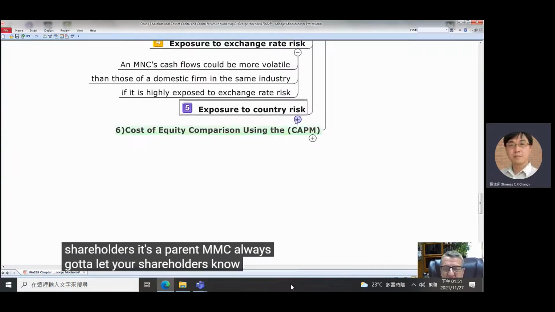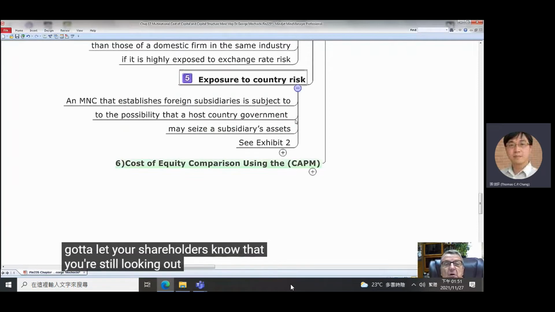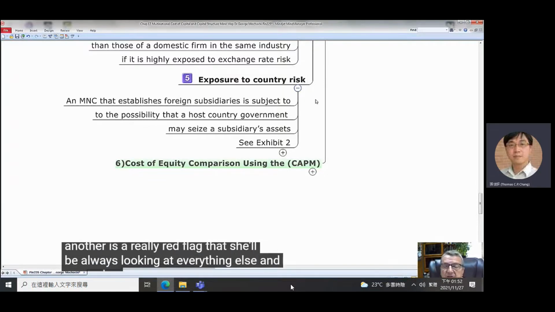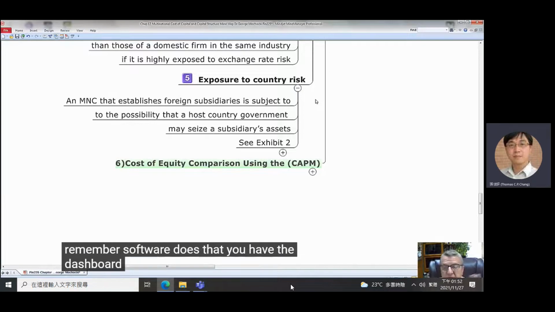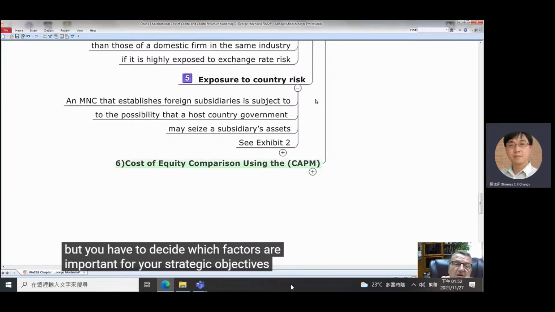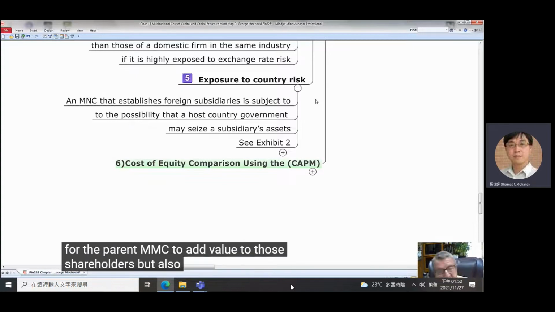Always let your shareholders know that you're still looking out for them, and that the management doesn't have any kind of agency costs. If agency costs are going up, those are red flags. I should always be looking at everything else. And remember, software does it. You have the dashboard that at least gives me an indication of the health of what's going on. But you have to decide which factors are important for your strategic objectives for the parent MNC to add value to those shareholders, but also add value to the subsidiary, because that's what grows.